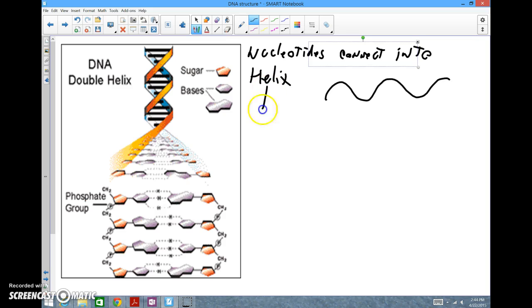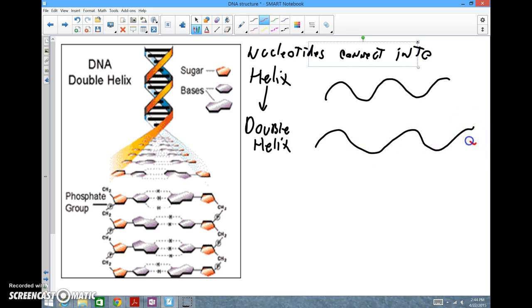What makes DNA so interesting is it's what we call a double helix, which means it actually has 2 of these helices sort of running side by side. So there's one, and then DNA would actually have another one that runs side by side. So that was one of the first things that Watson and Crick came up with that was so genius.